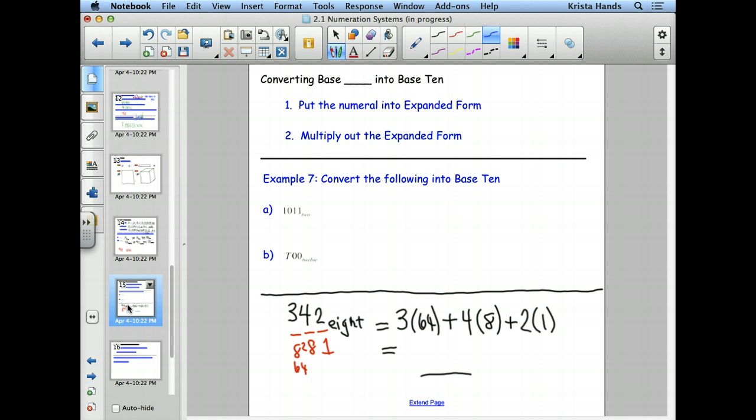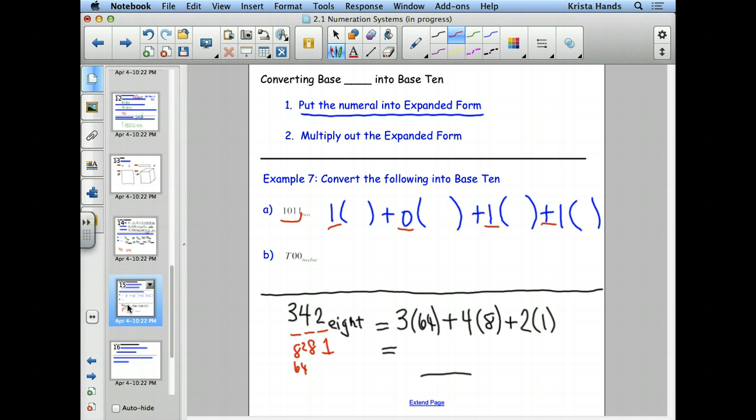All right, so up here at the top I have 1, 0, 1, 1. So the first thing it says I'm supposed to do is put the number in expanded form. So I take each digit of the number I'm given and write it as a multiplication of the next value. Okay, so these numbers, 1, 0, 1, and 1 came from the digits over here. Everybody good with that? That's just like the 3, 4, and 2 down here at the bottom.